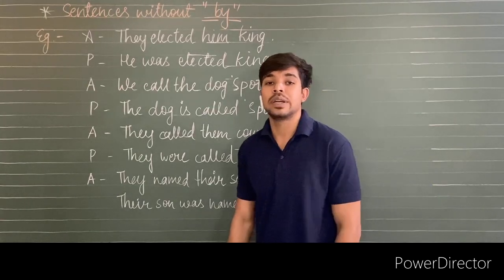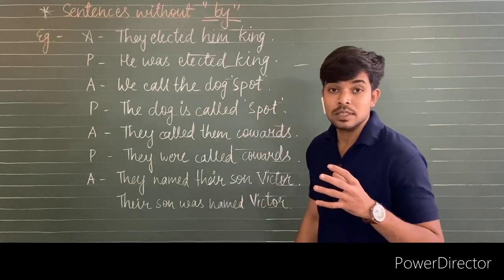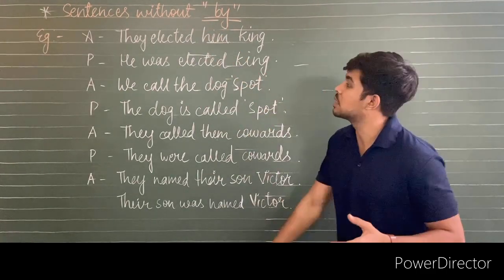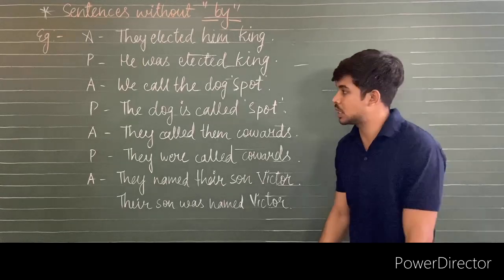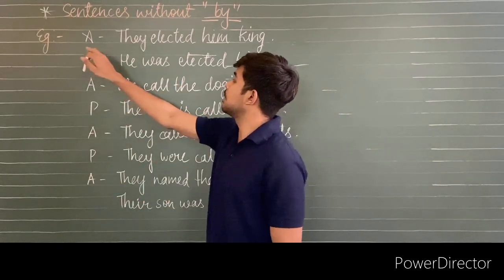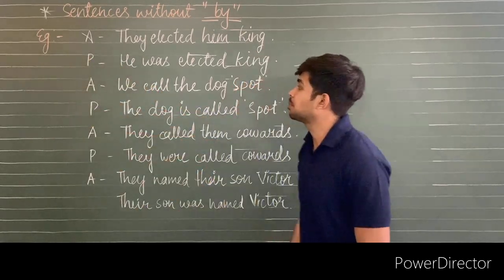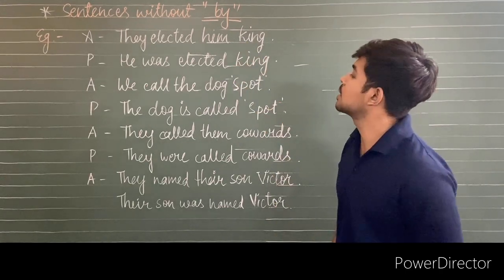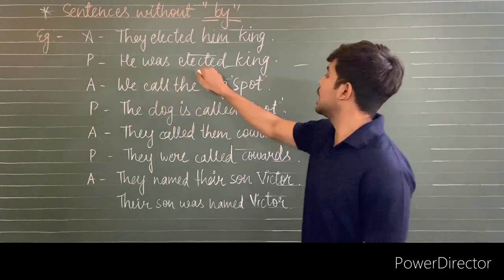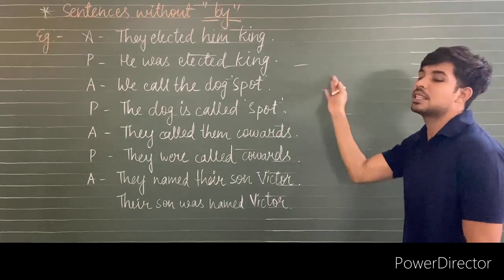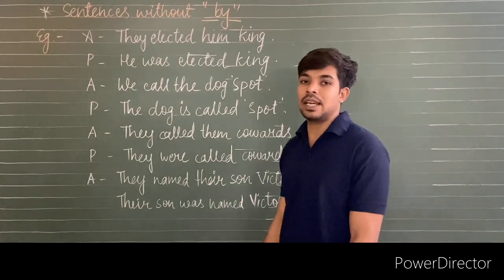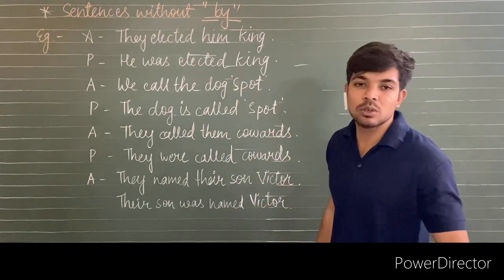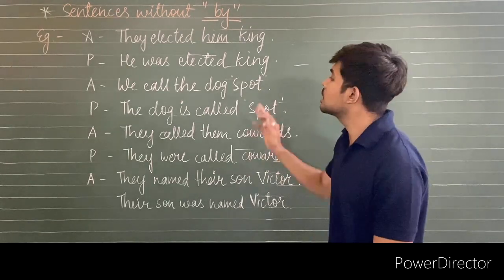So now we are going to discuss the sentences which are not having the word "by" in them. Sentence without "by" in passive voice. So here we are having some examples. Look at them. Active voice: "They elected him king." So in this sentence we can write "He was elected king by them." But "by them" is not necessary every time. So we have removed it. It simply means the same, and we do not have to use the word "by" in this passive voice.